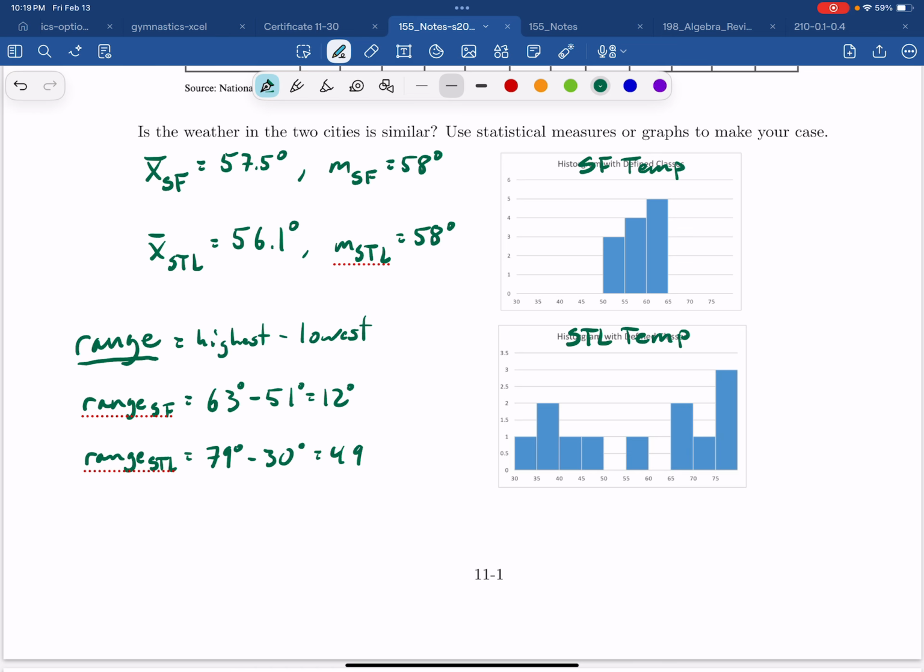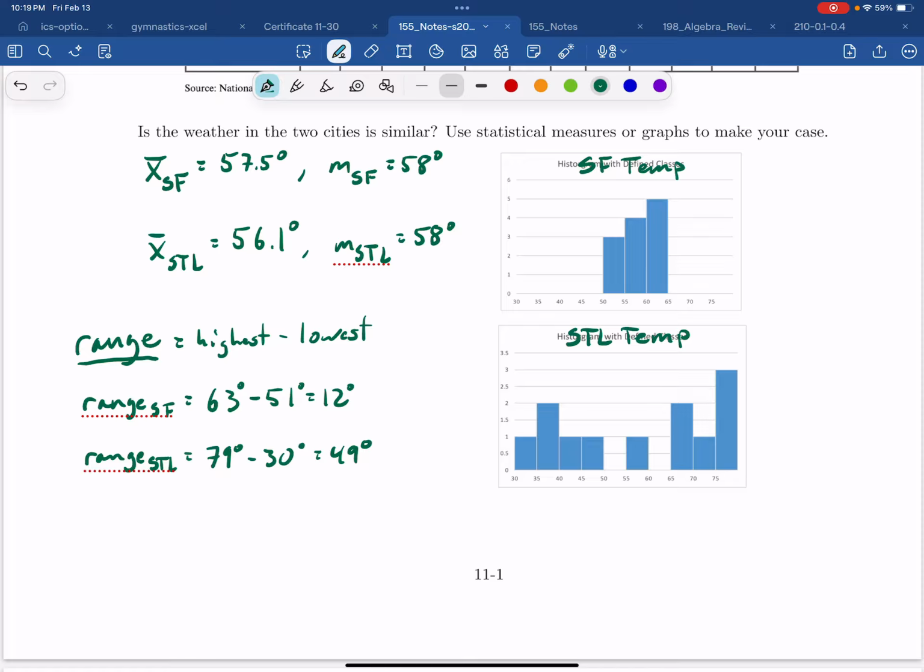And that's 49 degrees. So that's a pretty basic way of saying, hey, look, this data has quite a bit of range going on. There's a big difference, right? One is ranging from like middle of the road to middle of the road. The other is ranging from freezing to hot. Okay, so this is definitely a basic measure we want to keep in mind.